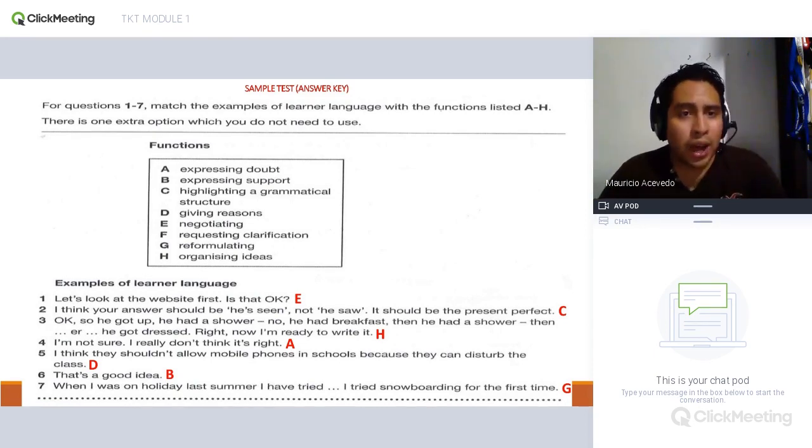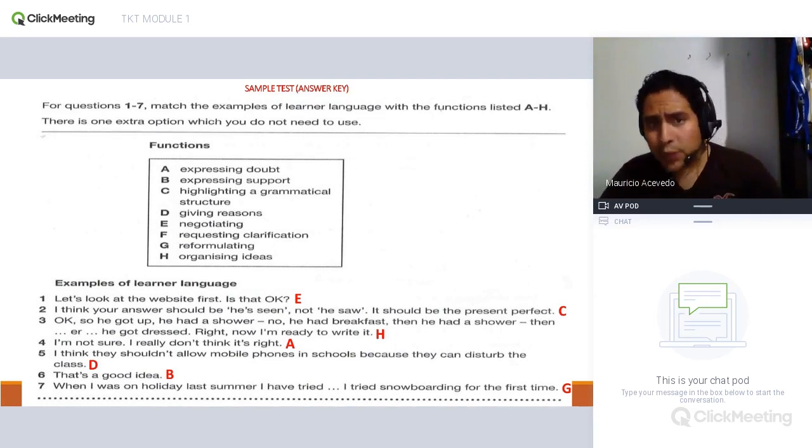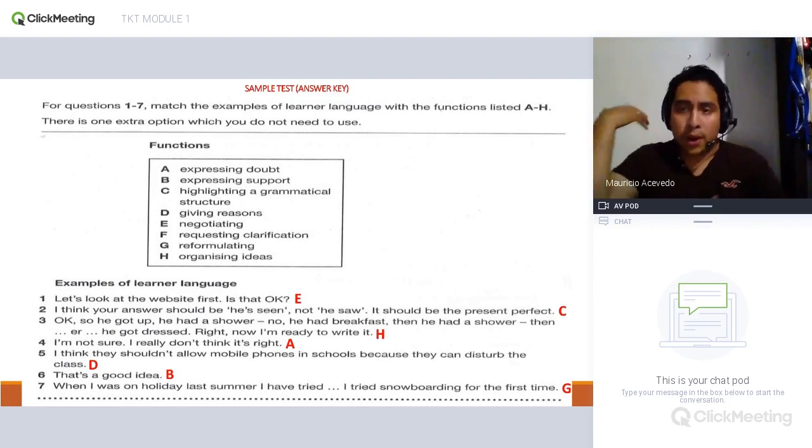Okay, so the one that we didn't use was F, requesting clarification. How can it be like that? Requesting clarification, like, "Is that right, teacher? Mm-hmm. Do I really have to do that, teacher?" So I am requesting that the teacher tells me if I need to do that.